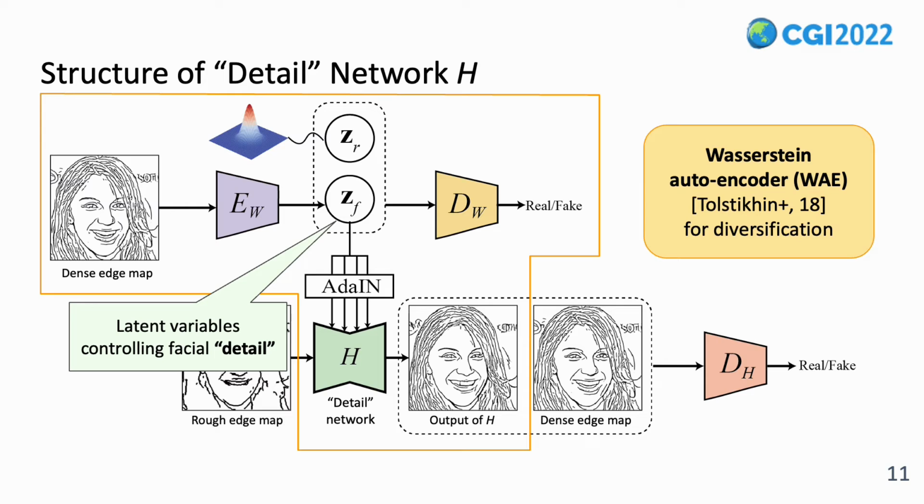This enables us to diversify the output by sampling latent variables from the distribution during inference. The latent variable ZF is injected into H using AdaIN to reflect the detail in the output image. For more details, please refer to our paper.